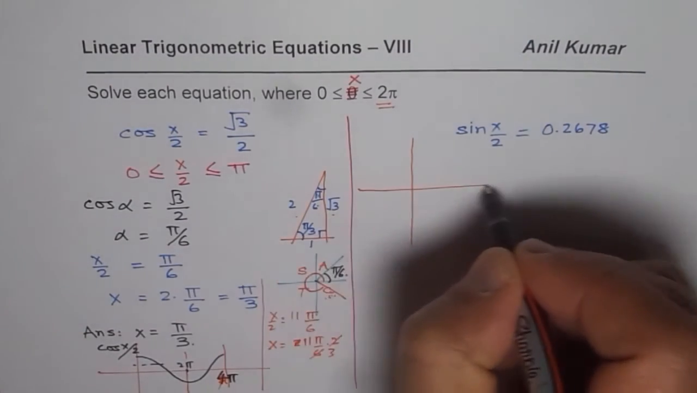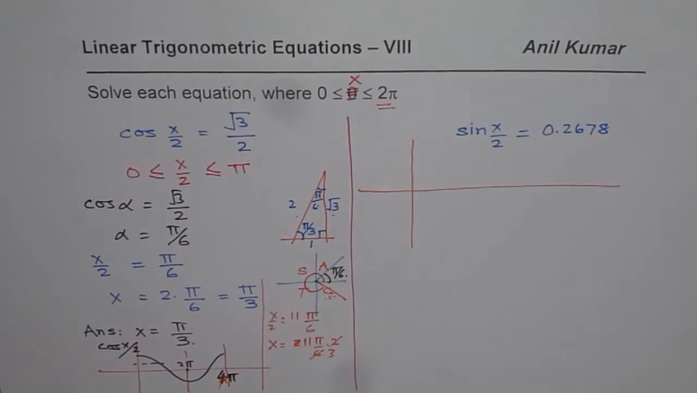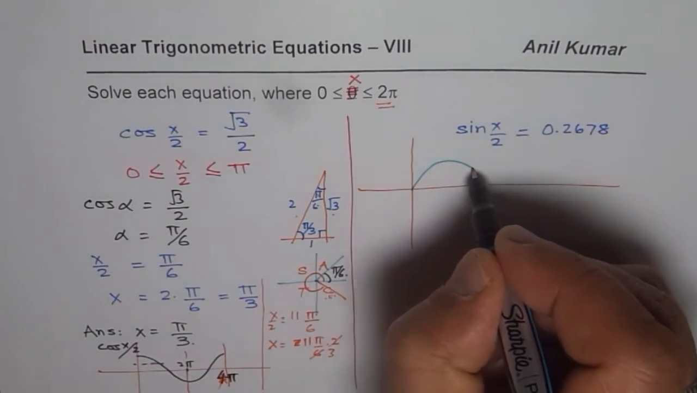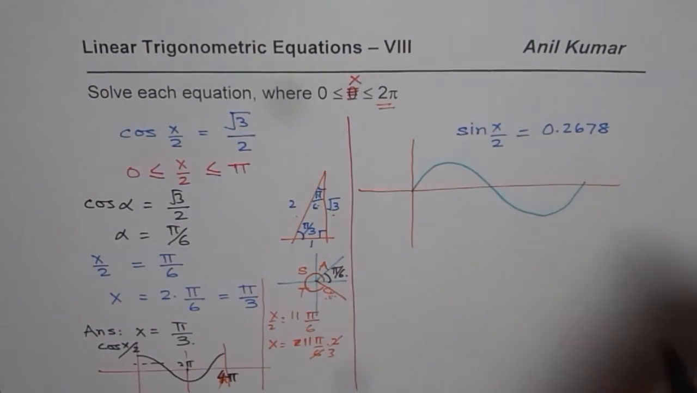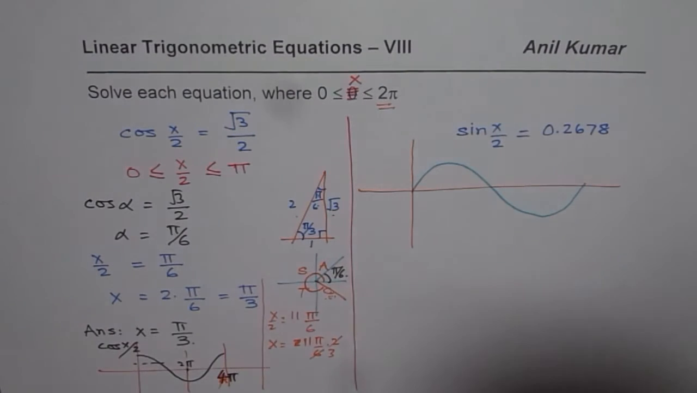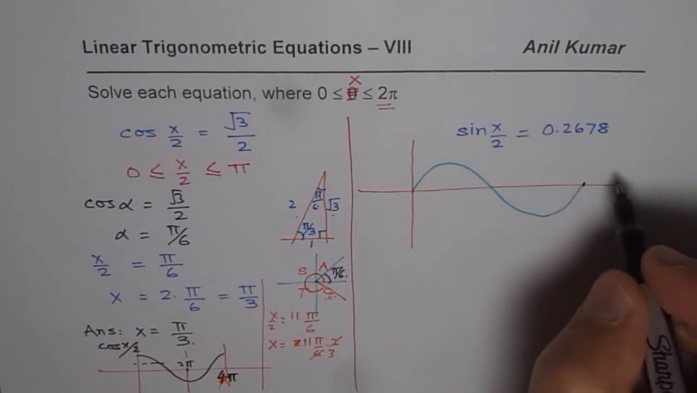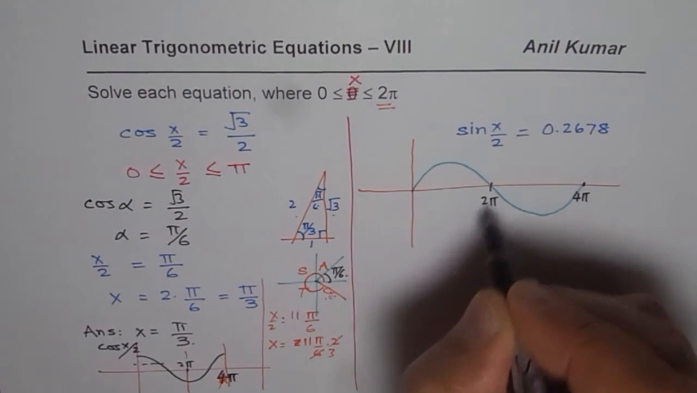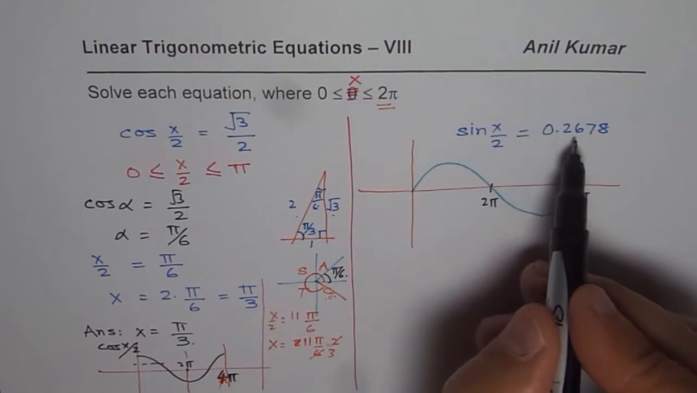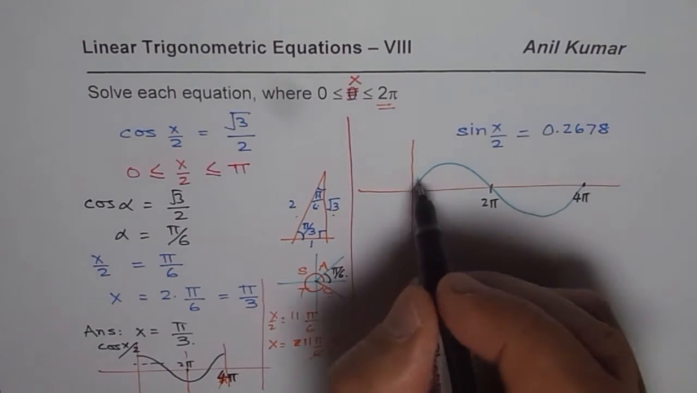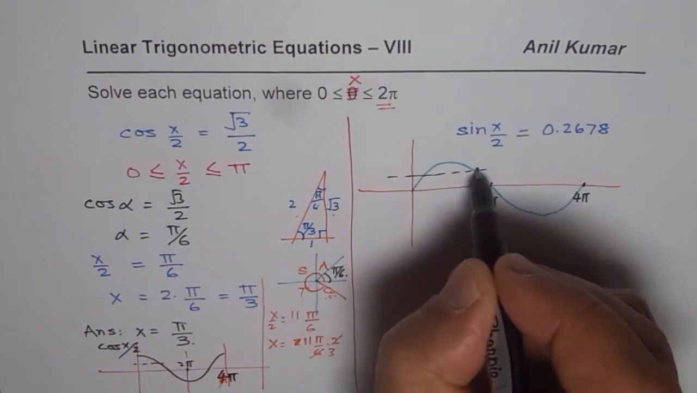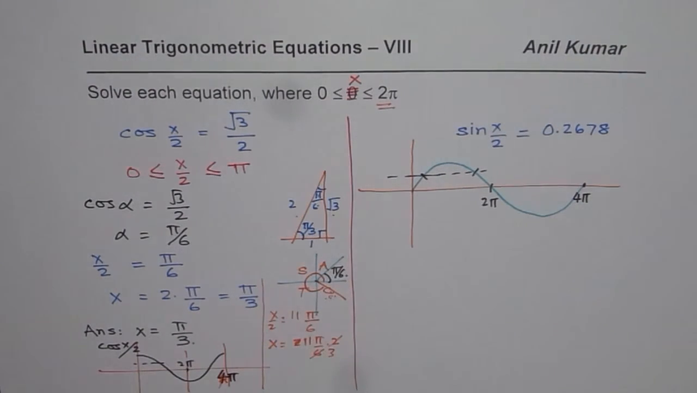So this time let's look into the graph first. The graph of sine x by 2 will be similar to sine x, with a major change that the time period is stretched, and instead of 2 pi it has become 4 pi, right? So 2 pi is right there. When we are looking for a positive solution in this case, you do get two solutions. Do you see that? So you are expecting two solutions.